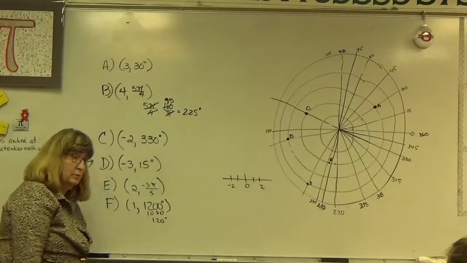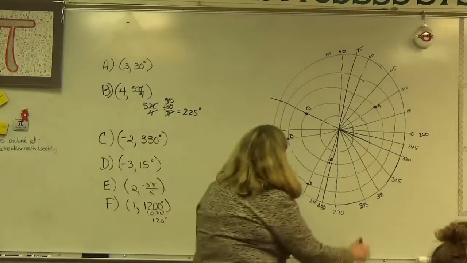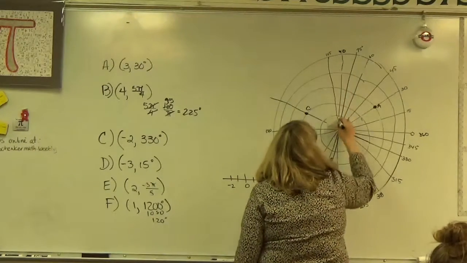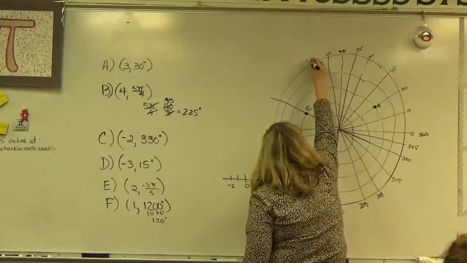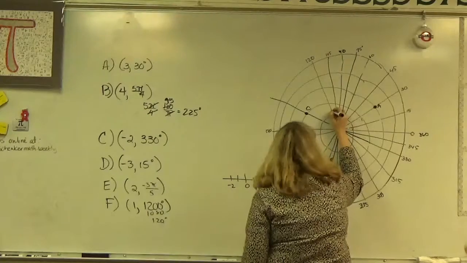Anybody else get 120? Yes. So 120 is somewhere, there's 105. So 120 would be here. And I'd go out 1 radius. And that would be F.